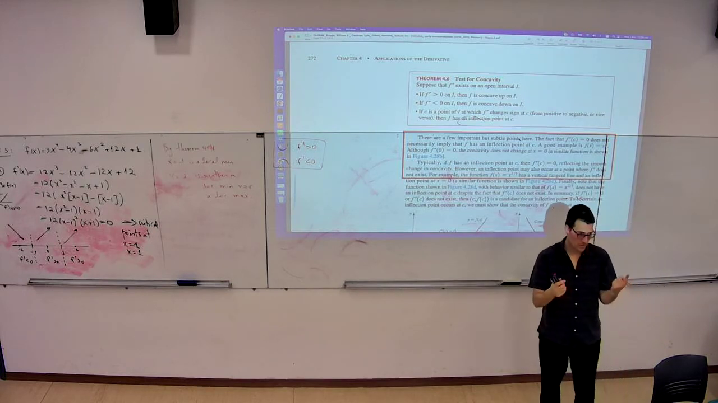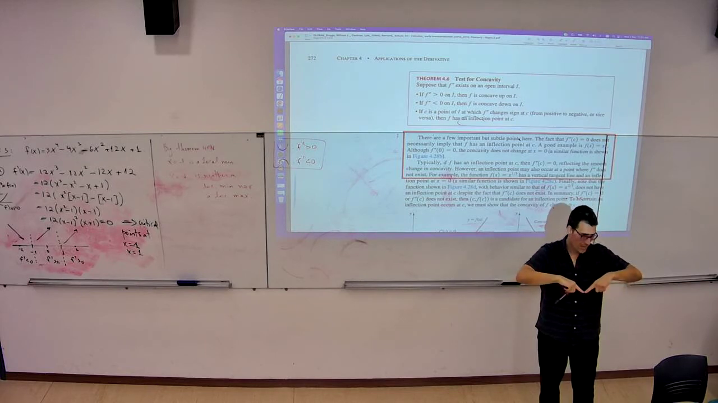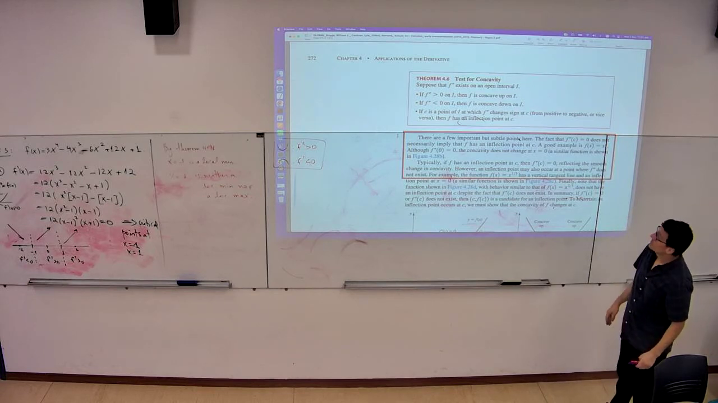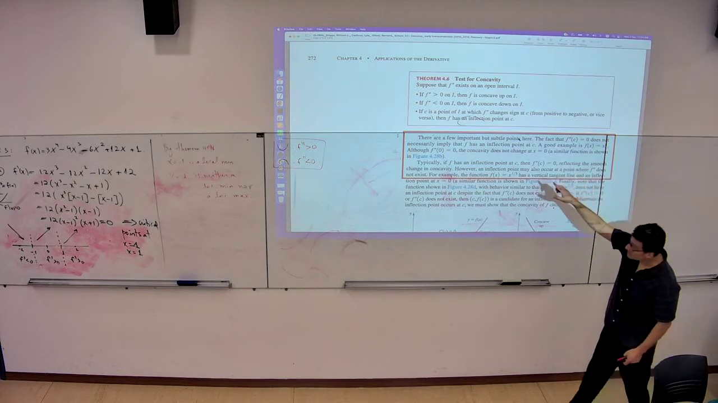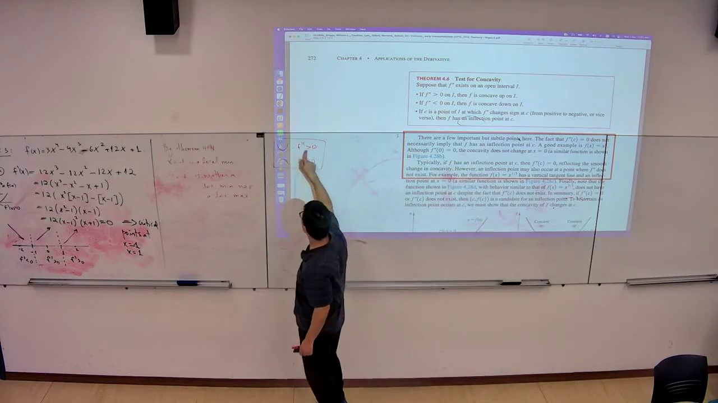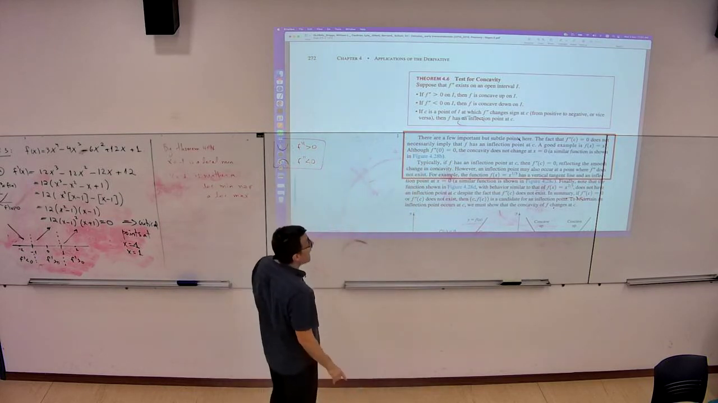If the derivative f prime on the left of a certain point is positive, the function is increasing, and if it's negative on the right of that point, the function is decreasing, thus you have a local maximum there, and vice versa. But there's yet this theorem, and this is the test for concavity. Suppose that the second derivative exists on a certain interval I. If the second derivative is positive, then the function is happy, called concave up or convex. If the second derivative on that interval is negative, then the function is sad.